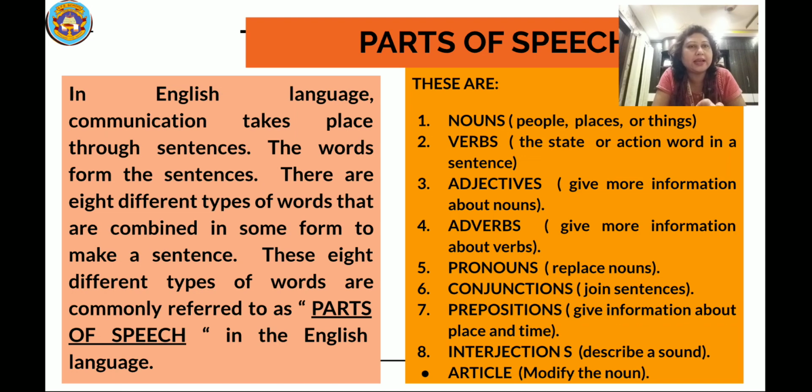These are nouns, which represent people, places or things. Then we have verbs, the state or action word in a sentence. Thirdly, we have adjectives, which give more information about nouns. Then we have adverbs, which give more information about verbs. Then we have pronouns, which replace nouns. Then conjunctions, which are used for joining sentences. Then we have prepositions, which give more information about place and time. Then interjections, which describe a sound.